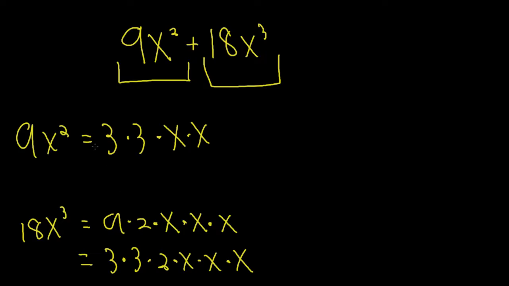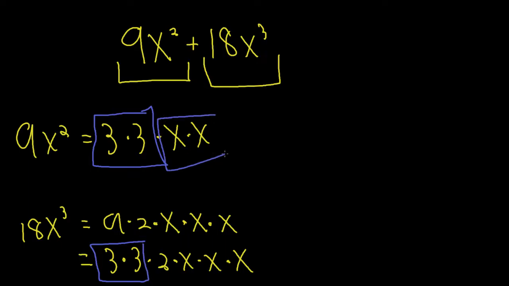Okay, now my first step is going to be to find the GCF. I can find the GCF by looking at everything they share in common. In this case, they have 2 3's that they share in common. And they also have 2 x's that they share in common. So their GCF is 3 times 3 is 9, x times x is x squared, so our GCF is 9x squared.